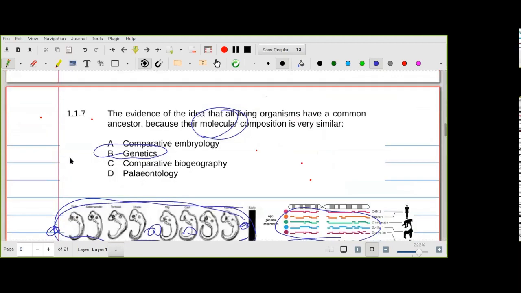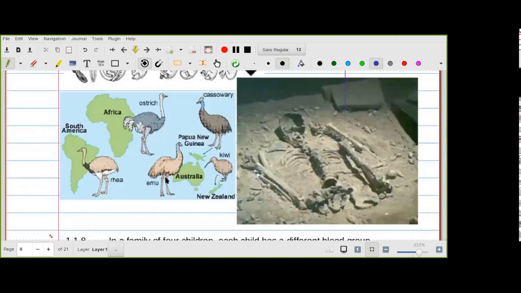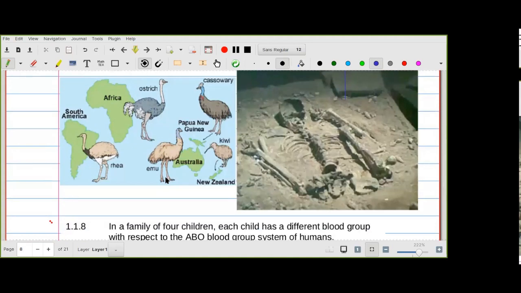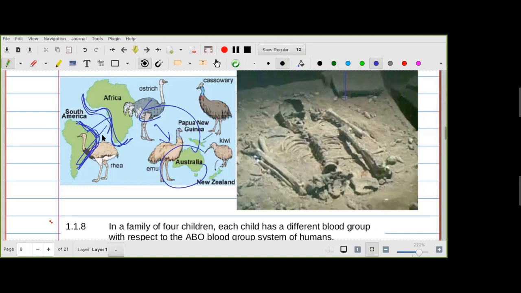Then the other one says comparative biogeography. So comparative biogeography means that I find certain animals on the eastern side of South America, and then especially on the western side of Africa, we find similar animals. And here we have the flightless birds as an example, like the rhea and the ostrich, we find in different continents. And they had a common ancestor. This was when all of these continents were together, still part of Pangaea. Then there was a common ancestor for them, and as the continents split, they started to evolve differently.